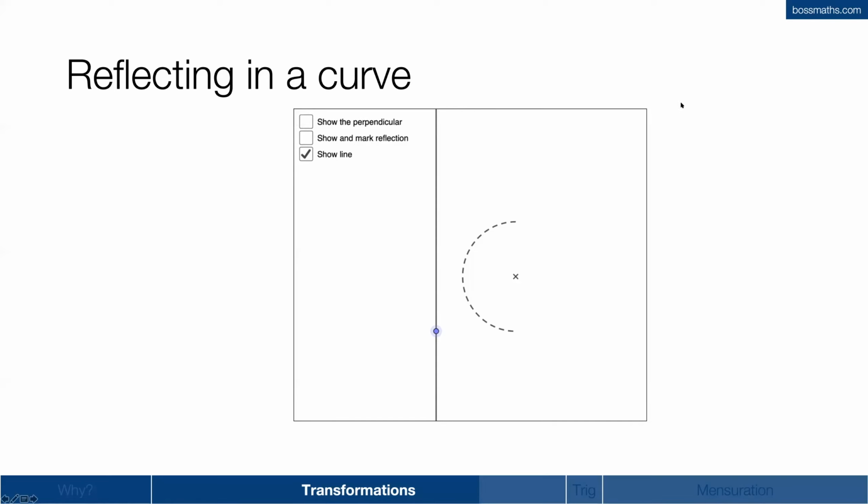Okay, let's see. What I'm going to do is hide the line so we can just focus on a particular point. Let's say we've got the point there.